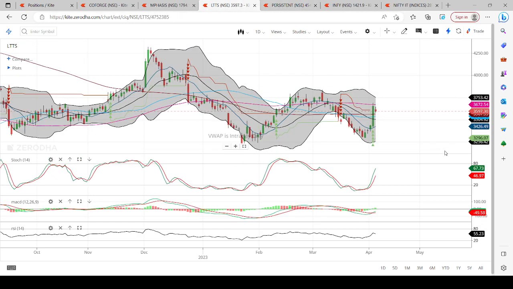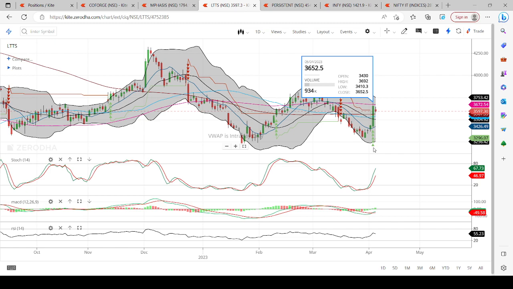That's about Persistent. Then the third one is LTTS. This fellow has already given a breakout, close above 20 moving average, close above 50 moving average, close above 200 moving average. The only one pending is the 100 moving average, which is the pink color. And Supertrend has already given you a buy signal, right?